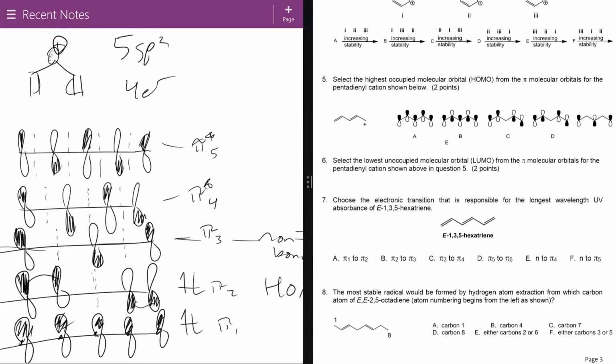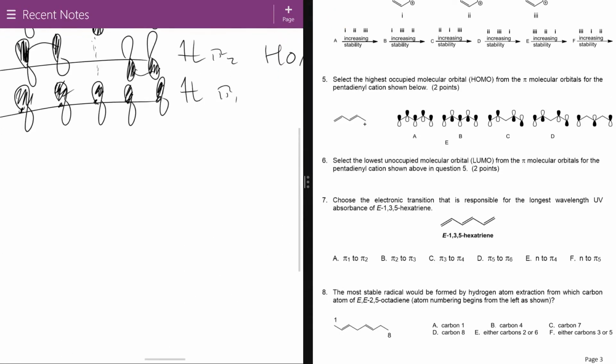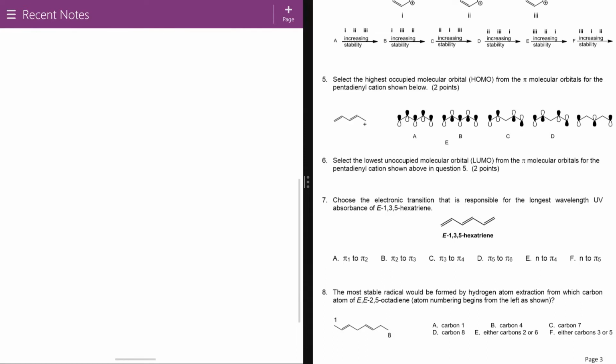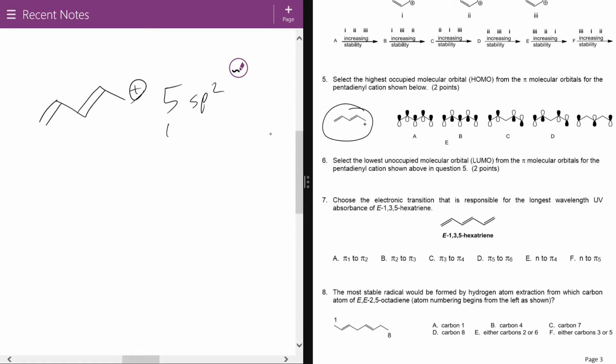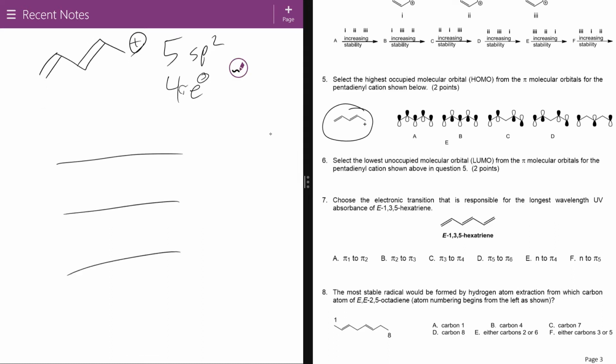So they're just asking us to draw a HOMO and LUMO for number 5 and 6, which we just did. So this one should be pretty straightforward. We're looking to draw the molecular orbitals for this molecule, which should look pretty familiar. We have 5 sp2 hybridized carbons, 4 pi electrons. So we have 5 levels. I'm just going to draw in the p orbitals that we need.